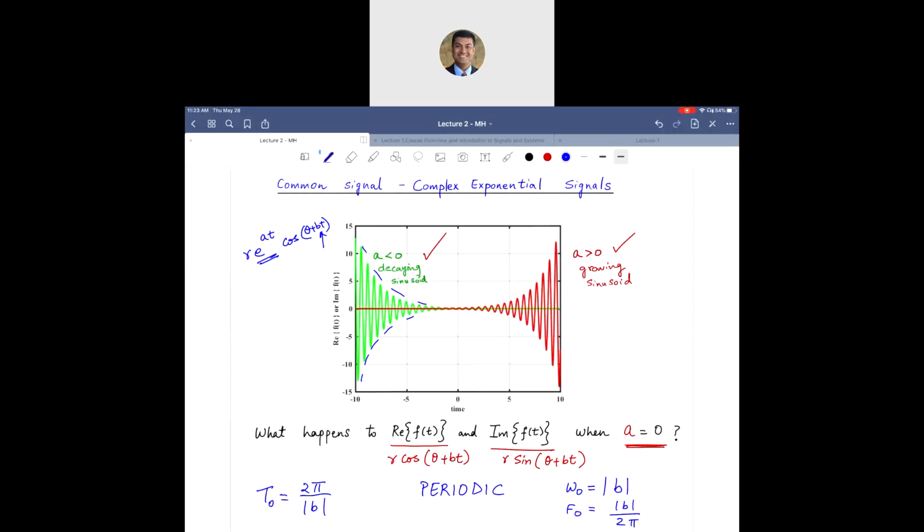In the sine expression, is the a in the numerator of the exponential, or let's see.